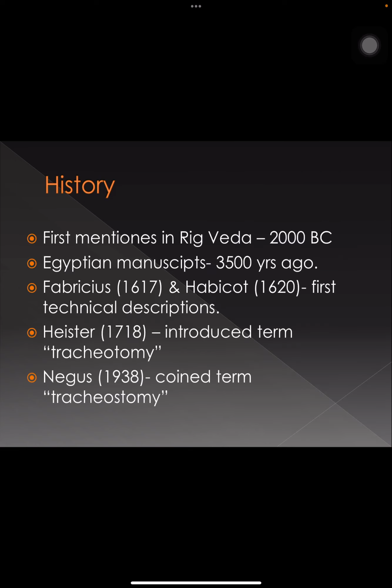endotracheal intubation. Coming to the history, it is first mentioned in the Rig Veda in 2000 BC, and it has also been described in Egyptian manuscripts 3,500 years ago. It was Hester who first introduced the term tracheotomy, and it was Negus who coined the term tracheostomy.